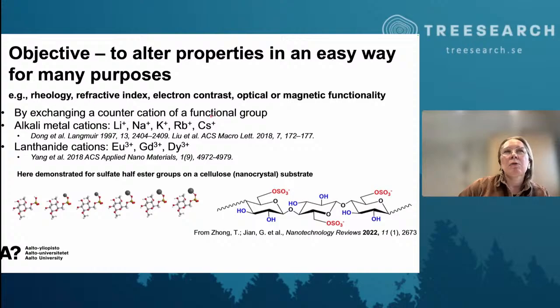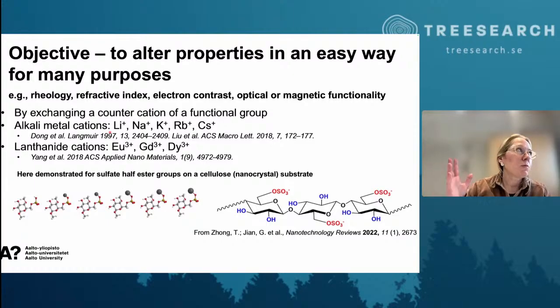But here, I will focus on three different works, two of which are related to the selection of the cations. In the first one, we were interested in looking at the alkali metal cations, the whole first group and row of it: lithium, sodium, potassium, rubidium, and cesium.